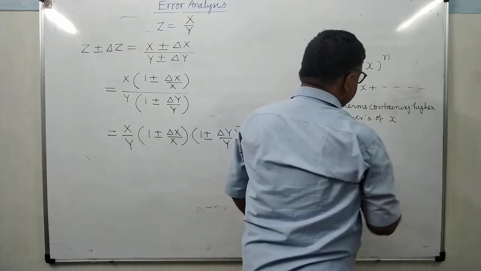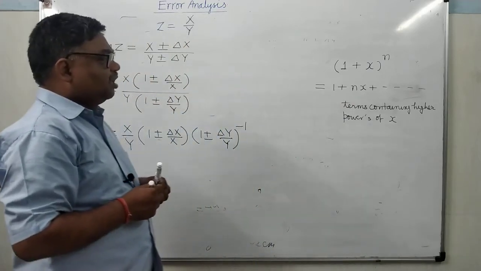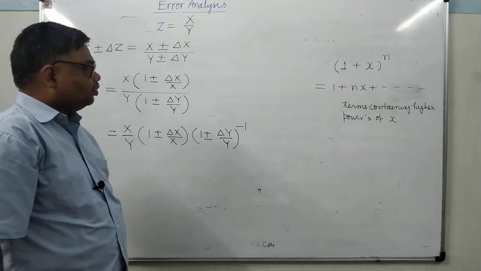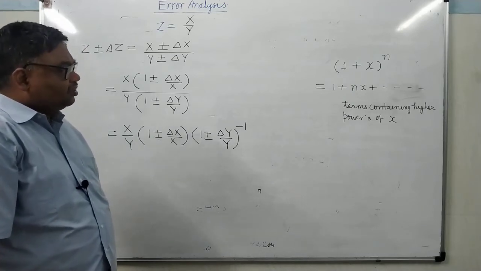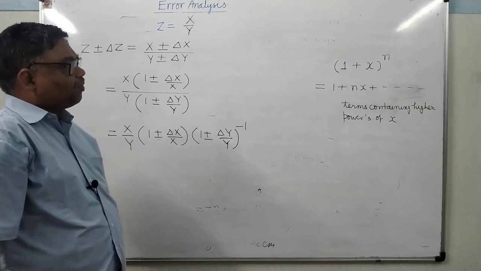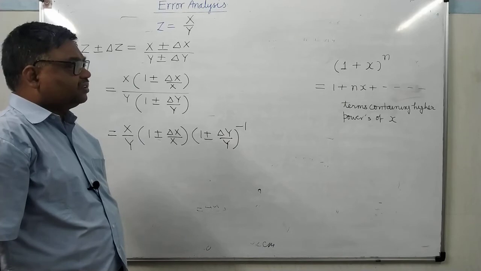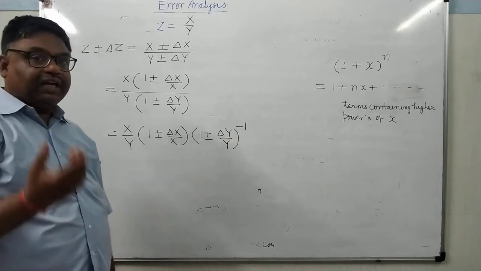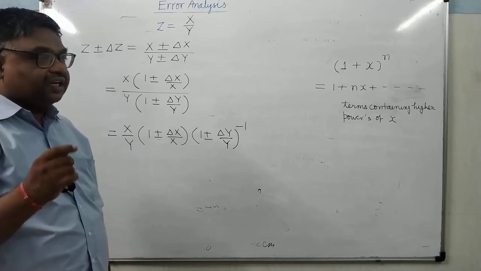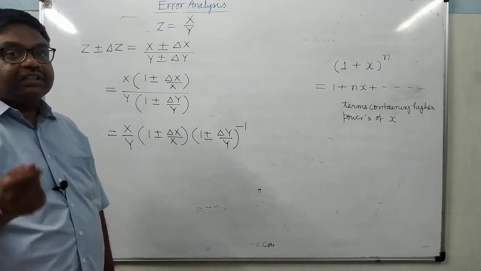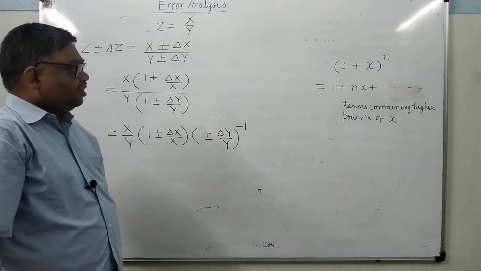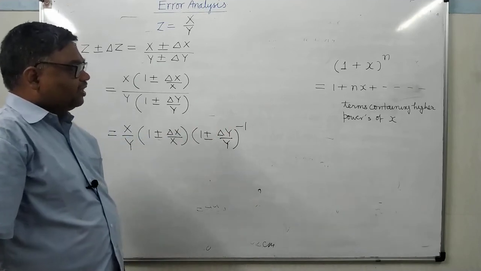This I will explain in detail in the mathematical tool when we will discuss the mathematical tools which are used in physics. But at present you know this: (1 plus x) whole to the power n equals 1 plus nx, then there will be the term containing x square, then the term containing x cube, then x to the power 4, and in the last there will be the term containing x to the power n. It's clear? So there will be other terms like that.